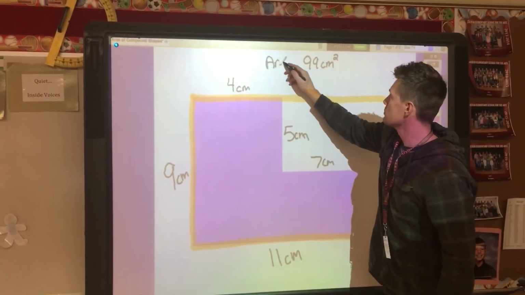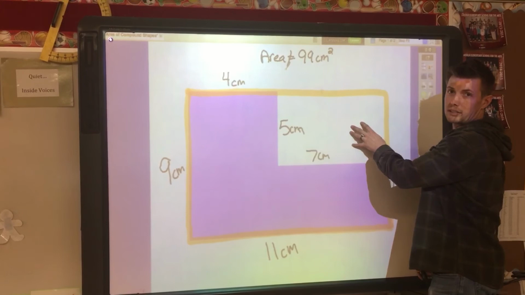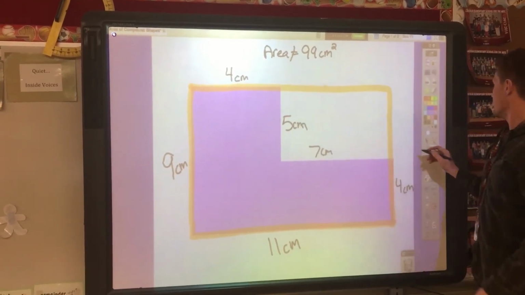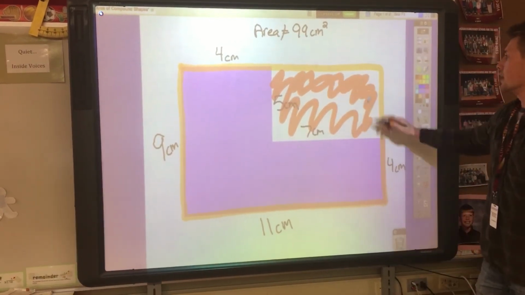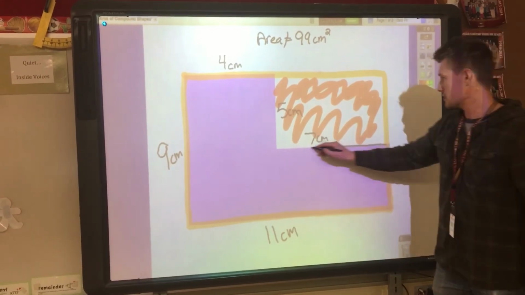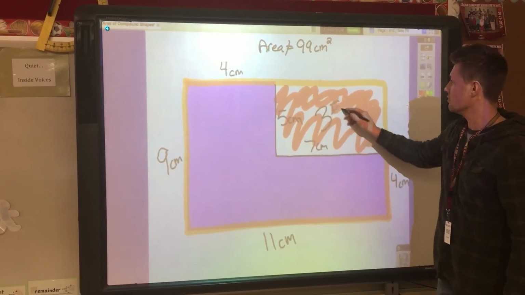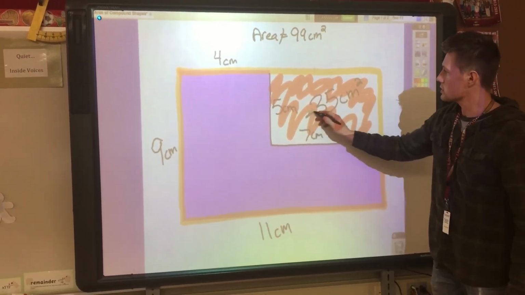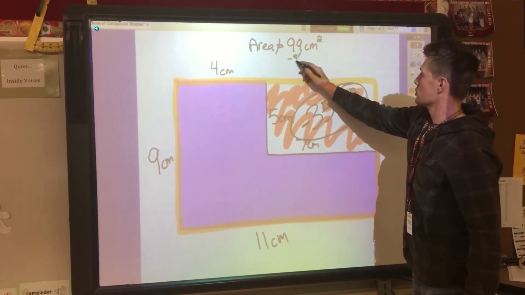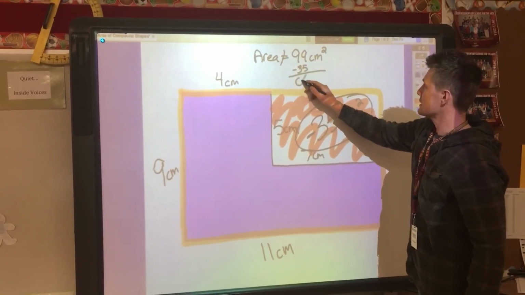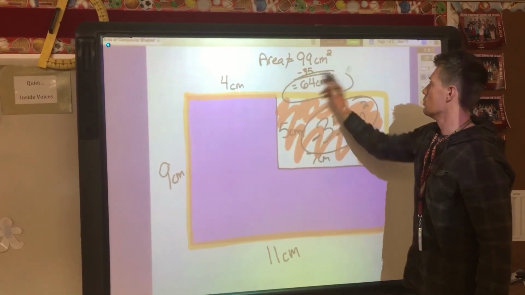But our area was not 99 centimeters squared, because we're not including this giant piece here. So instead, we would have to take away or subtract this area. And this area has a base of 7, height of 5. We would need to do 7 times 5 is 35 centimeters squared that we are subtracting or taking away. Therefore, our 99 minus 35, we are going to get 64 centimeters squared, which is exactly what we had before.